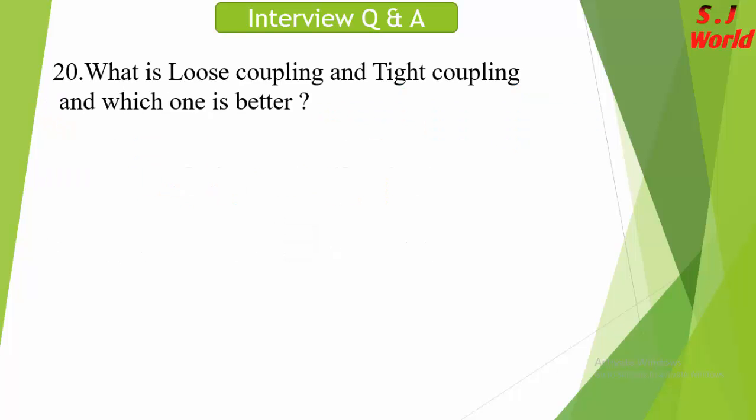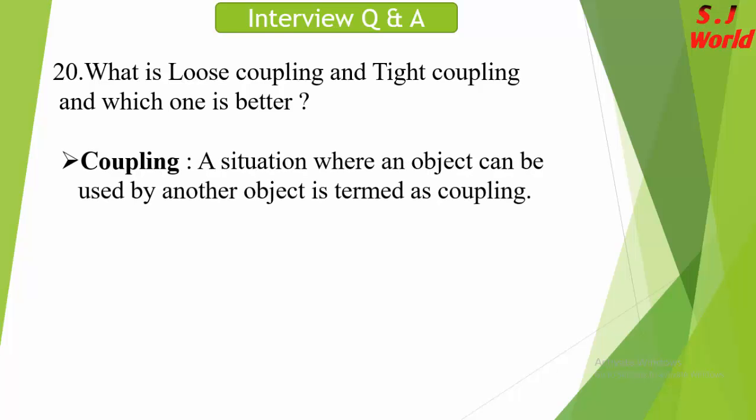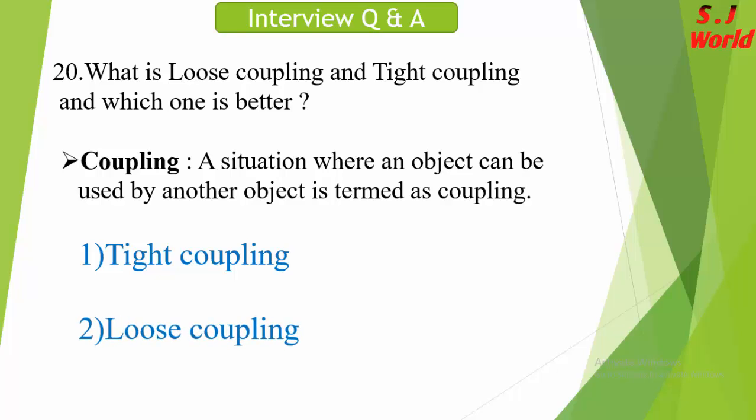What is coupling? Coupling means if any object is going to use another object, that is the coupling. And if any object is using another object, it can be in two ways: either they are tightly coupled with each other or they can be loosely coupled. Okay, tight coupling and loose coupling. So we are going to discuss one by one. So what is tight coupling?